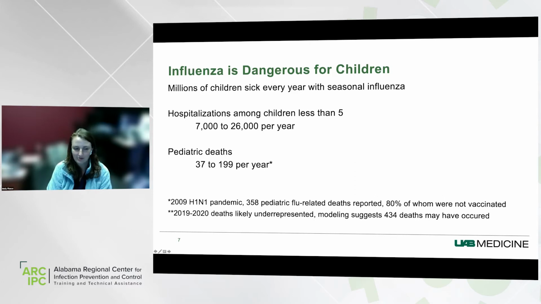You'll see numbers across the board, but on average, anywhere from the 30s to maybe 200 kiddos die every year. And there's an asterisk there for a couple of reasons. One, in 2009, with that H1N1 pandemic, there were significantly more pediatric flu-related deaths than in years prior, almost 400, most of whom were not vaccinated. And in the 2019-2020 season, again, the CDC, through different models, thinks that that number was underrepresented, that 199 model, with other models suggesting maybe 434 deaths or so.